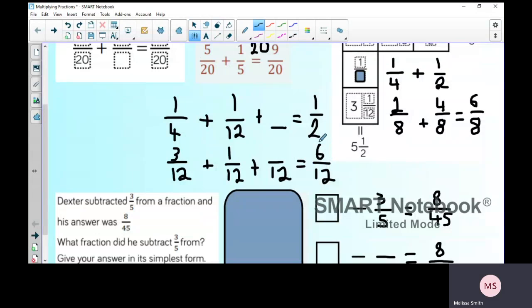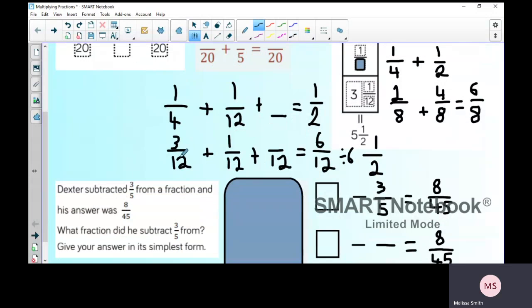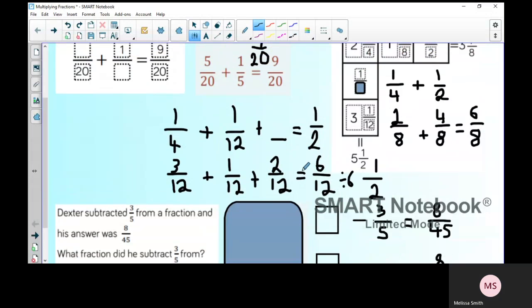Because an equivalent fraction of 6/12 is 1/2. If we ever think, what's a common factor of 6 and 12? 6. 6 divided by 6 is 1. 12 divided by 6, well, that's 2. So we already know that my answer needs to be 6/12. 3/12 plus 1/12 plus something needs to give me 6/12. 3 plus 1 is 4, which means I need another 2/12 to get me to 6/12.